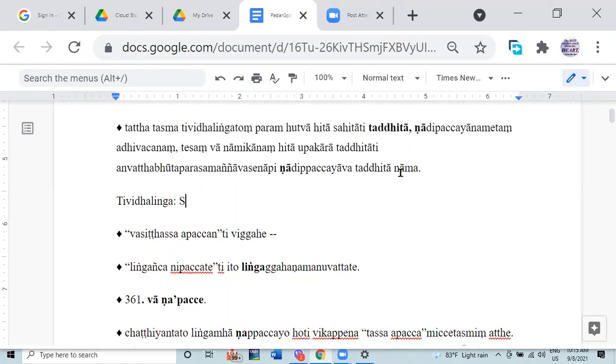It's soda, soda samasa, taddhita pachaya nama vasena. Nama vasena ti vi dan nama. So in the Padarūpasiddhi diga, PRT, we will get it like this, Padarūpasiddhi diga.